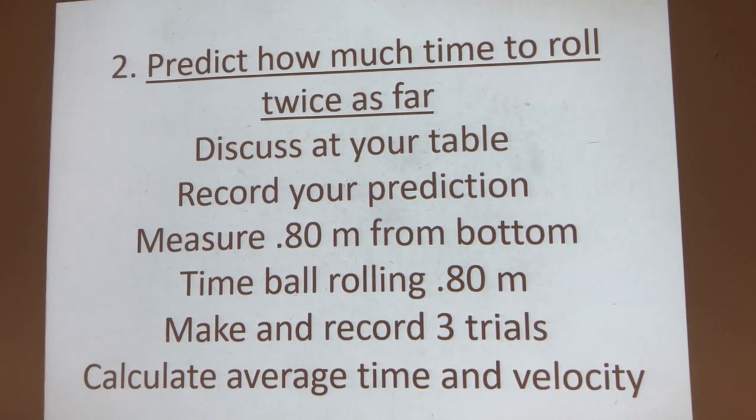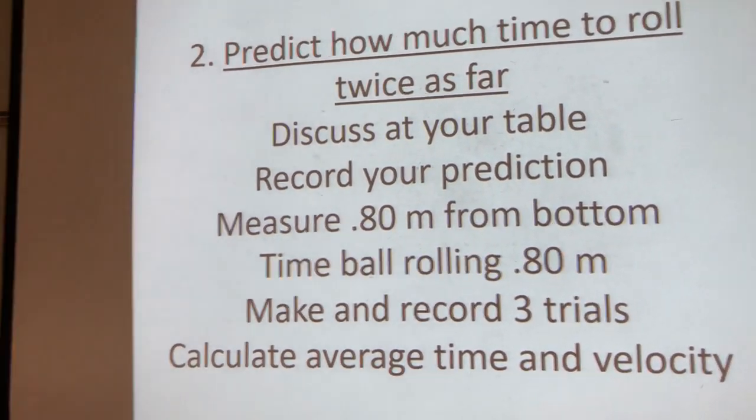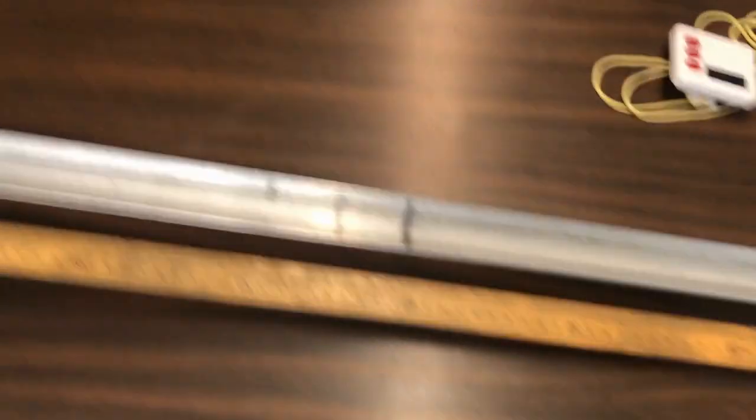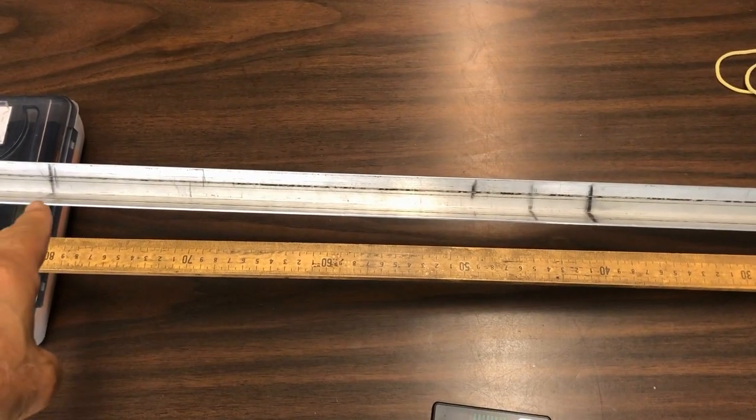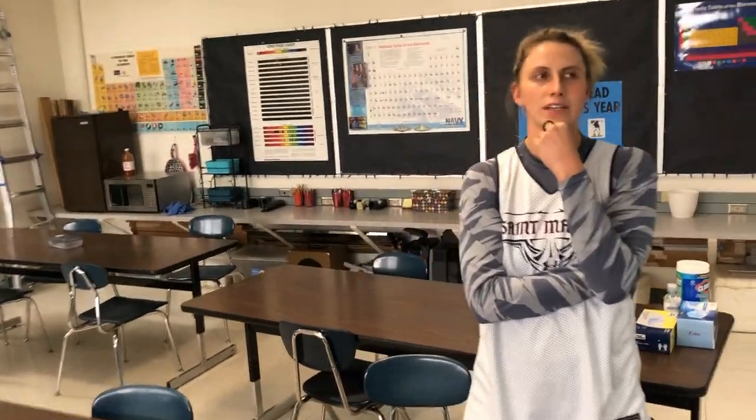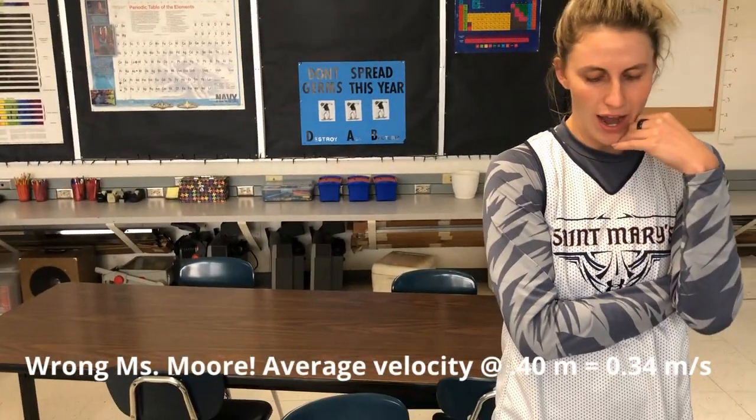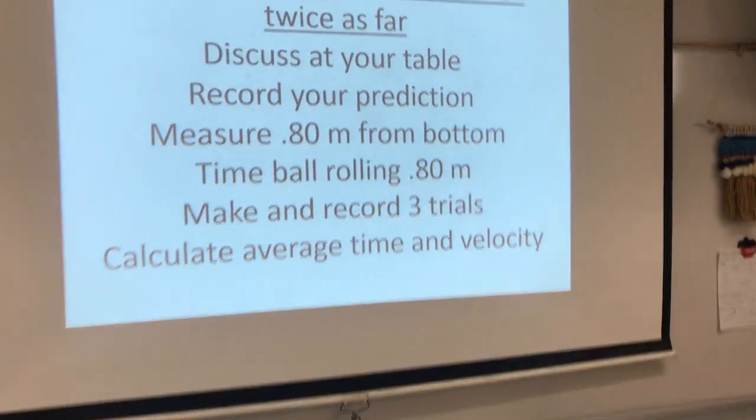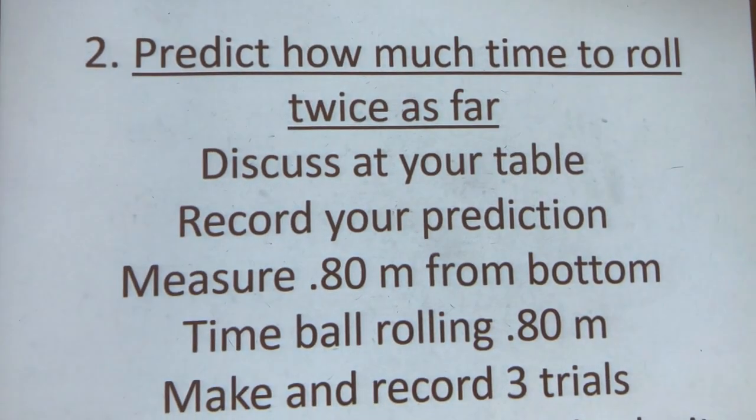Predict how much time it will take to roll twice as far. Okay, let's do it. So instead of starting at 40 centimeters, 0.4 meters, we're going to start twice as far, up at 0.8. So what does predict mean? I want you to make an educated guess here, based on what we just figured out. We said at 0.4 meters, our average velocity was whatever it was, and now at 0.8, 2 times as far, what do you think the numbers are going to be? How much time will it take to roll twice as far?